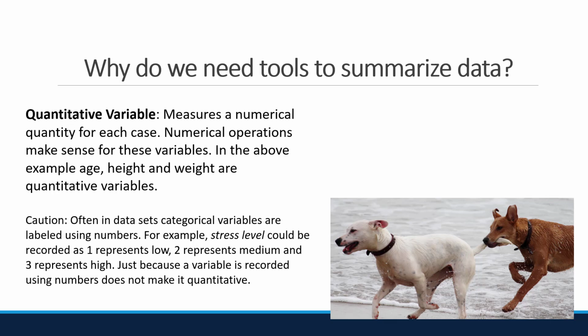Quantitative variable: measures a numerical quantity for each case. Numerical operations make sense for these variables. In the above example, age, height, and weight are quantitative variables. Caution. Often in data sets, categorical variables are labeled using numbers. For example, stress level could be recorded as 1 represents low, 2 represents medium, and 3 represents high. Just because a variable is recorded using numbers does not make it quantitative.